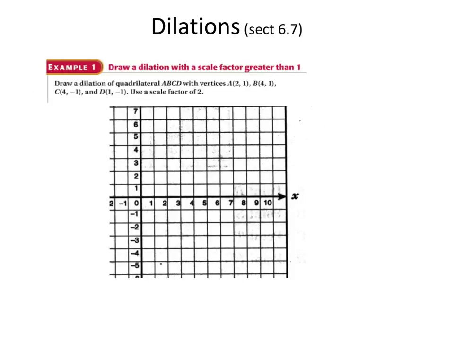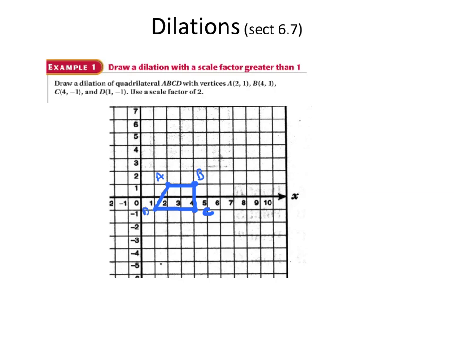Okay, draw a dilation with a scale factor greater than 1. So we're going to plot A, B, C, D with the vertices that are given, and we're going to use a scale factor of 2. So pause the video and plot your 4 points. Okay, I plotted my 4 points, my A, B, C, and D.